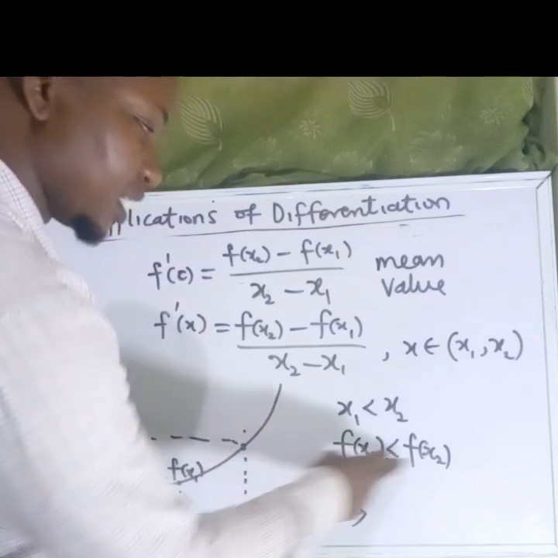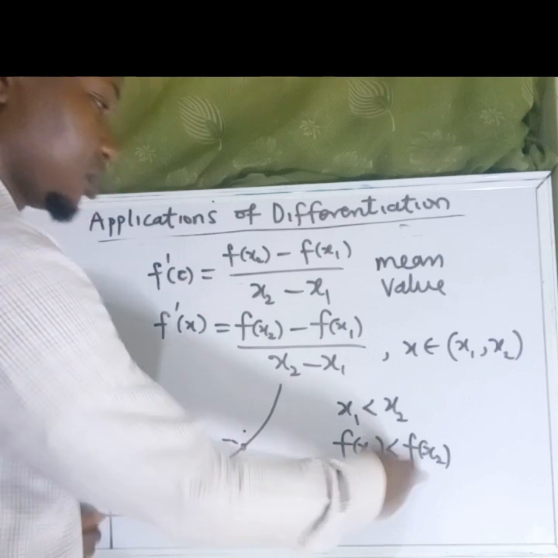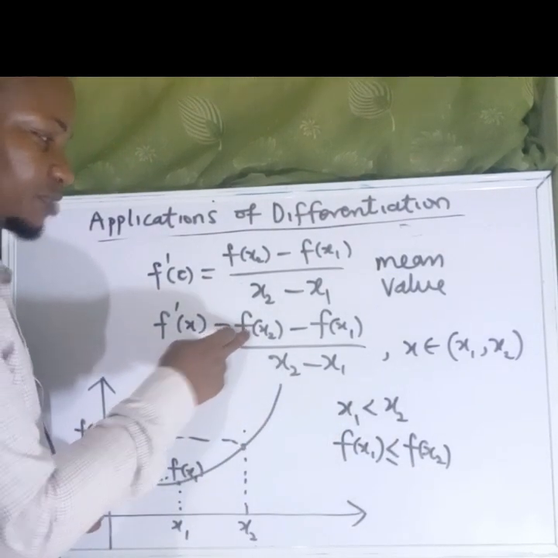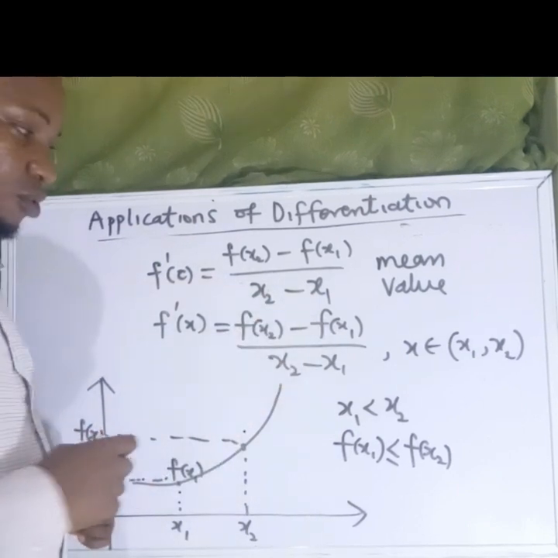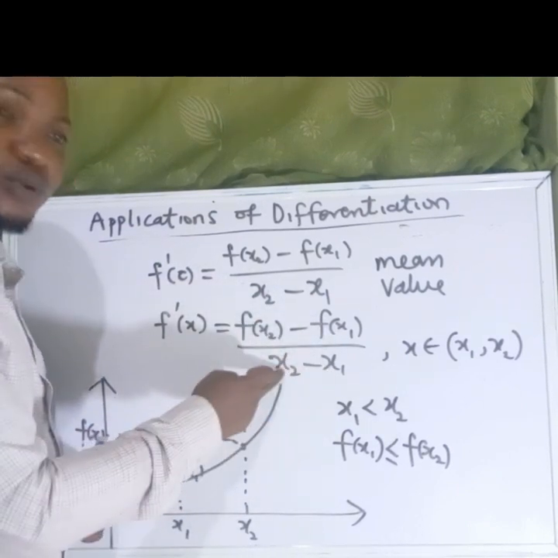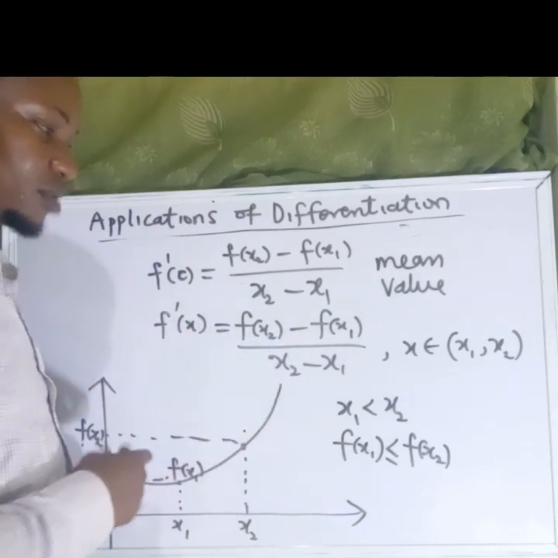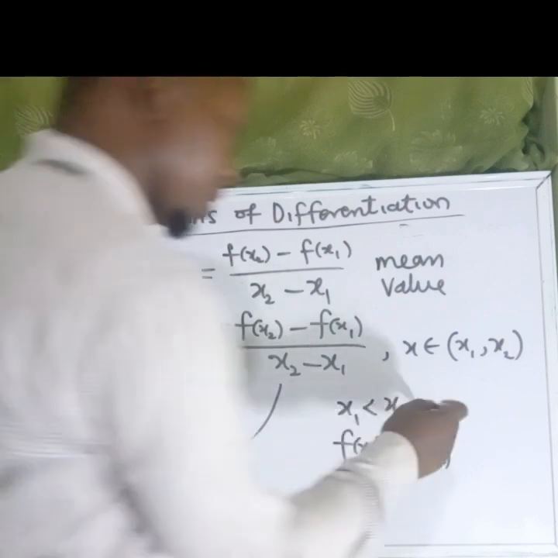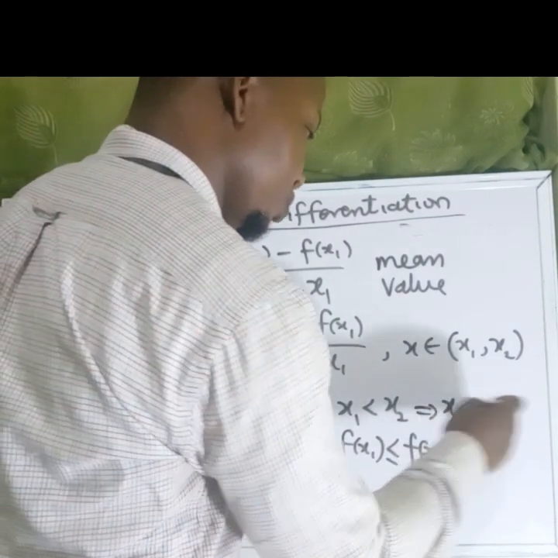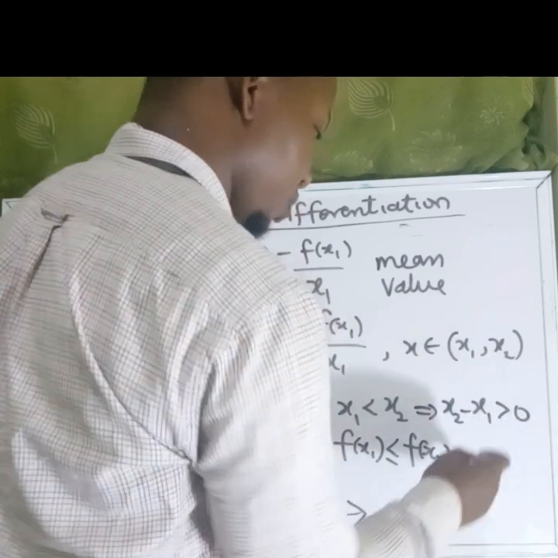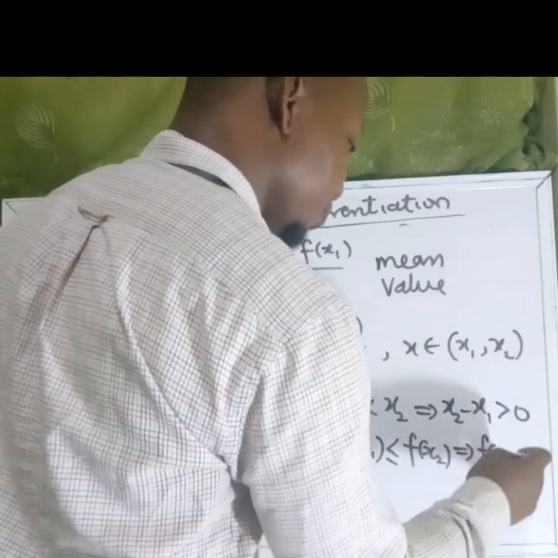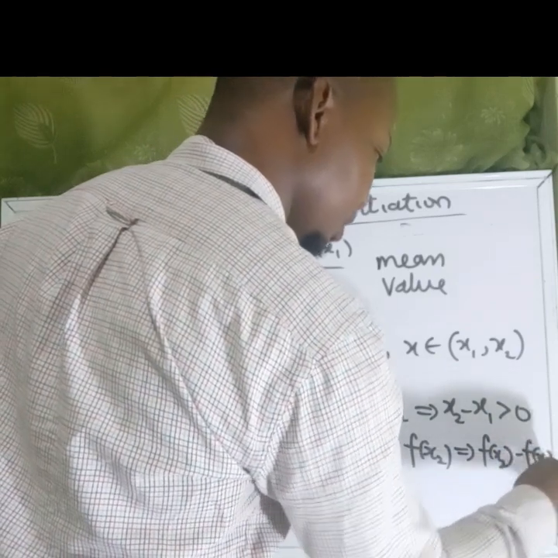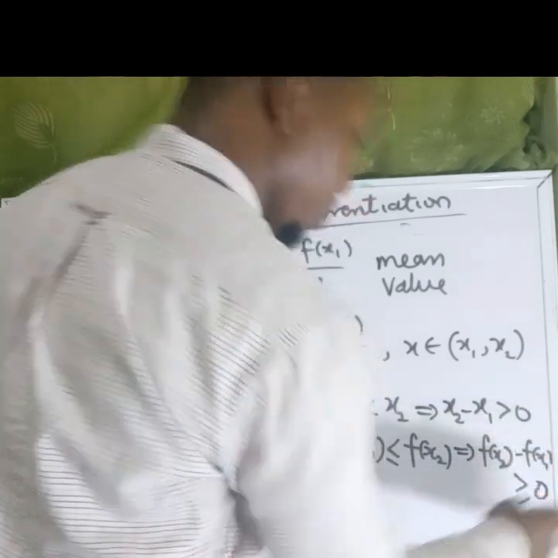If f of x1 is less than f of x2, what it means is that the numerator here, that is this minus this, is positive. Of course, since x1 is less than x2, we know this is already positive, because if we bring x1 to the side, this means x2 minus x1 is positive. This also implies f of x2 minus f of x1 is also positive, or non-negative.